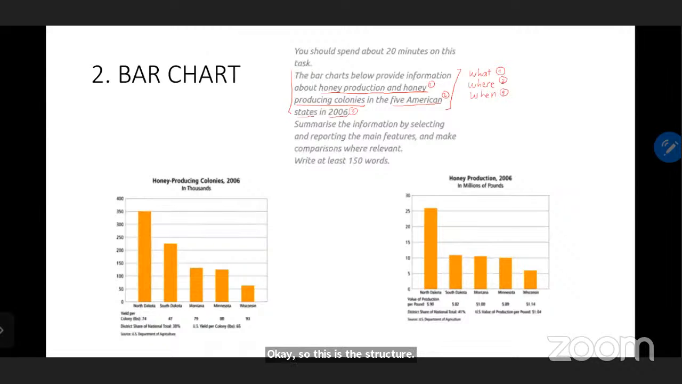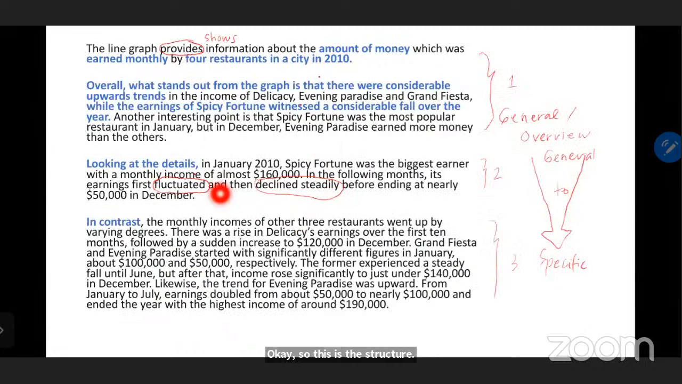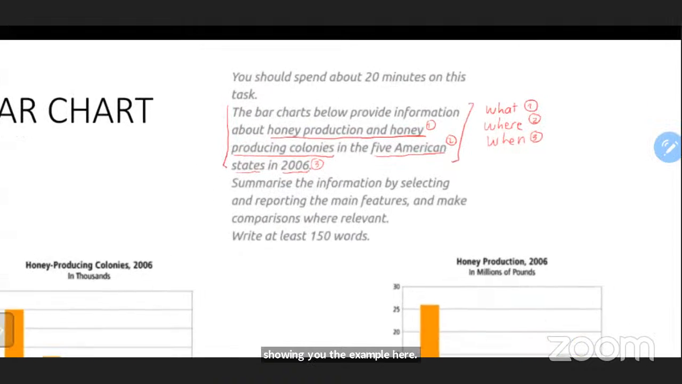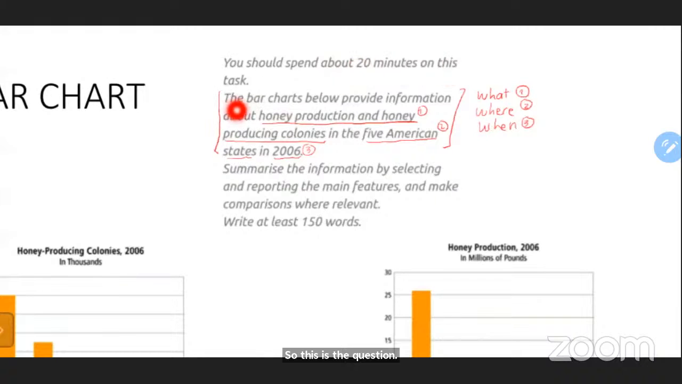Next, bar charts. The format of the paragraph will be similar. I'm just showing you the example here. Okay, so this is the question. You should spend about 20 minutes, yes. The bar charts below provide information about honey production and honey producing colonies. Honey production is different from honey producing colonies. Honey producing colonies are the bees, and honey production is the honey.